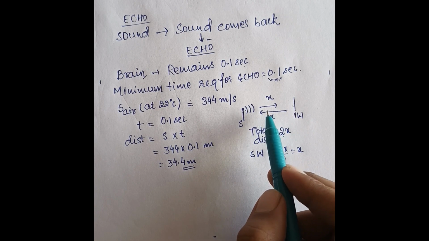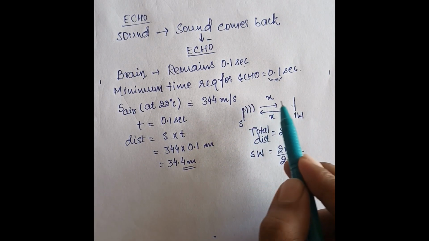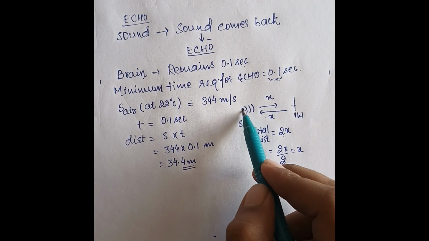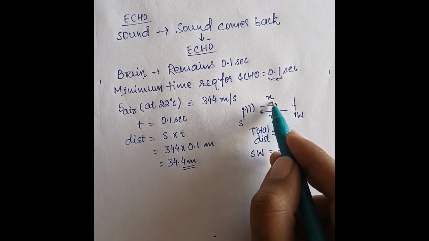Why are we dividing it by 2? Because the sound is traveling the same distance twice. It is first going to the wall and again it is coming back to the source or the ear. So the total distance is 2x, where x is what we have considered.